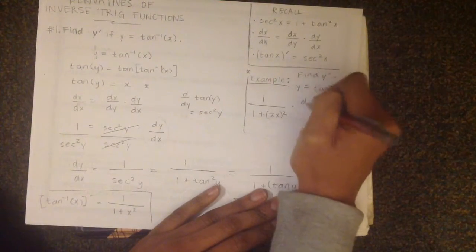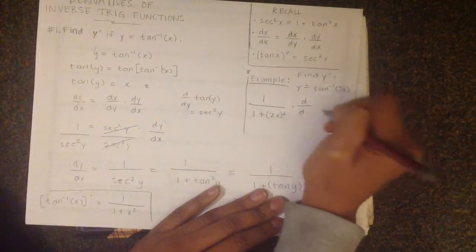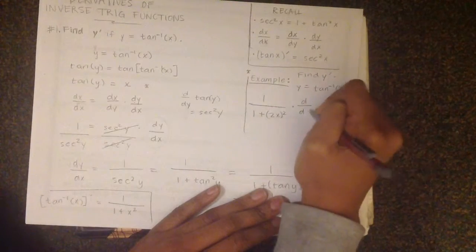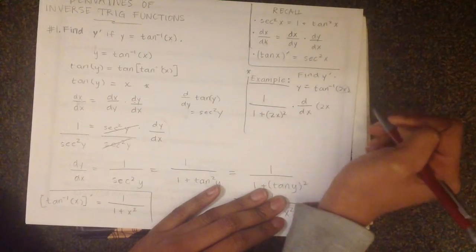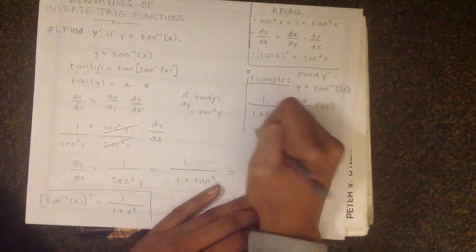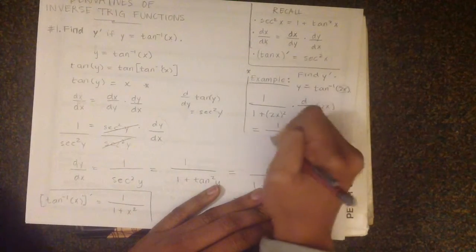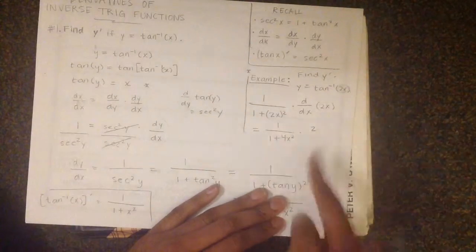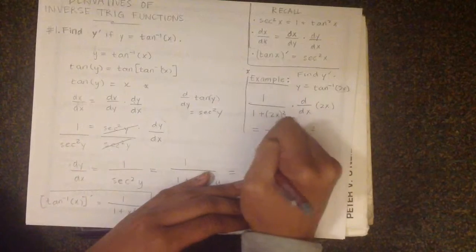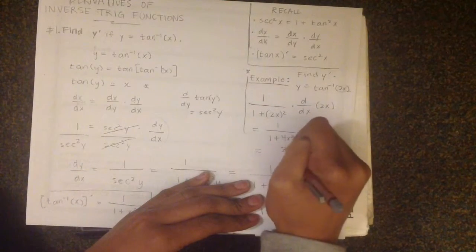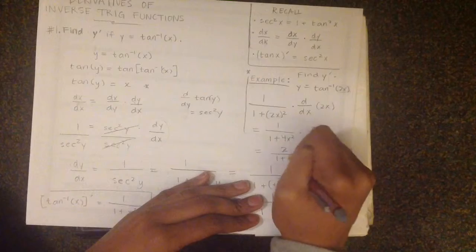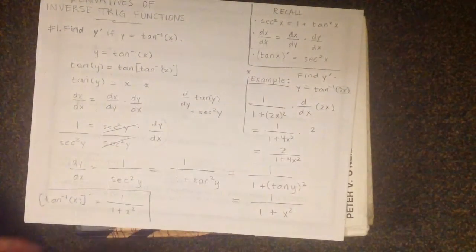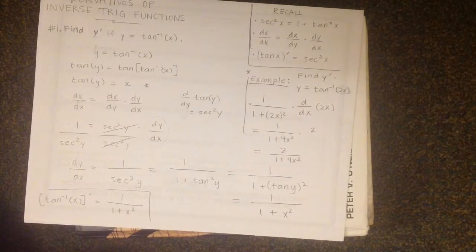And that'll be multiplied times the derivative of the inside. Remember, because we have to use our chain rule. So times d over dx of 2x. So that should be equal to 1 over 1 plus 4x squared times 2, because the derivative of 2x is 2. So this is equal to 2 over 1 plus 4x squared. And that's how you find the derivative of an inverse trig function.